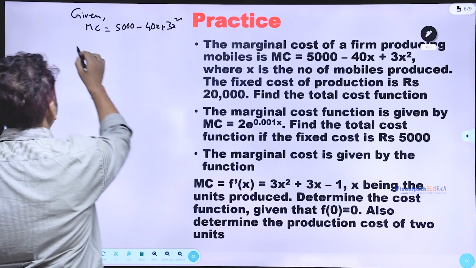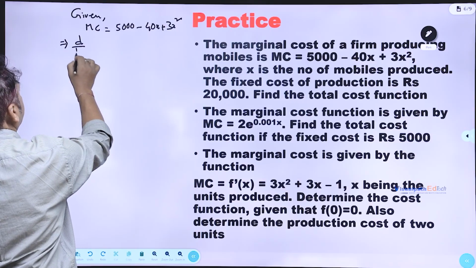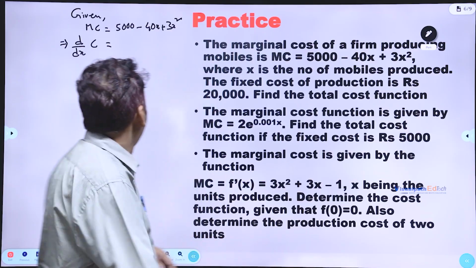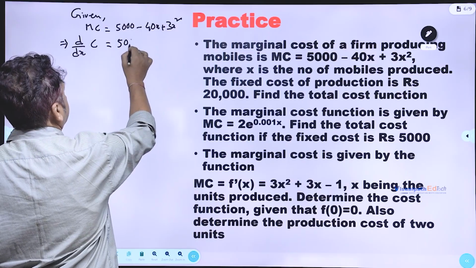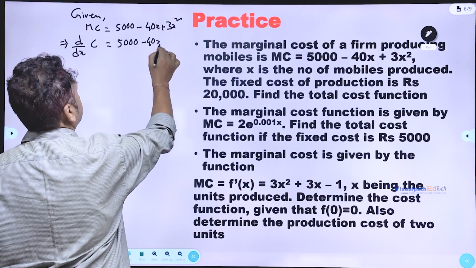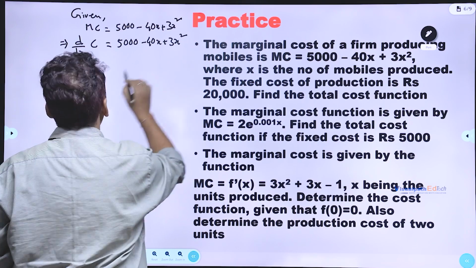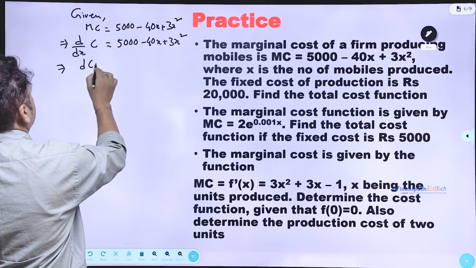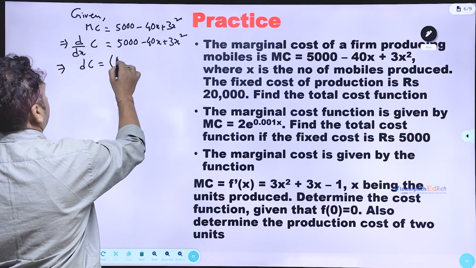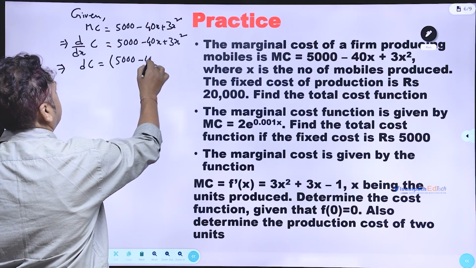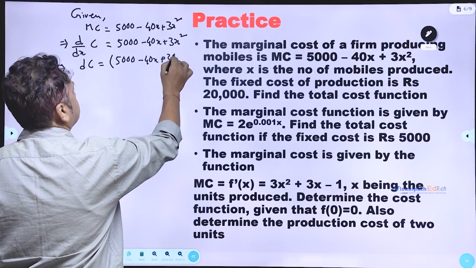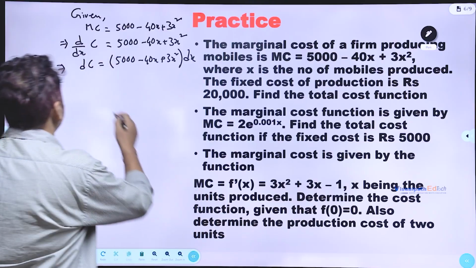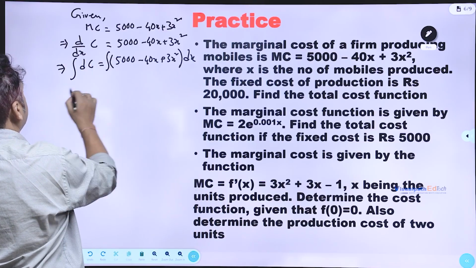Now, MC is always d/dx of C, that is, d/dx of the cost function, and that is equal to 5000 - 40x + 3x squared. If we cross multiply dx, we get dC = (5000 - 40x + 3x squared) dx. Since we have to find the cost function, we'll integrate the left-hand side as well as the right-hand side.